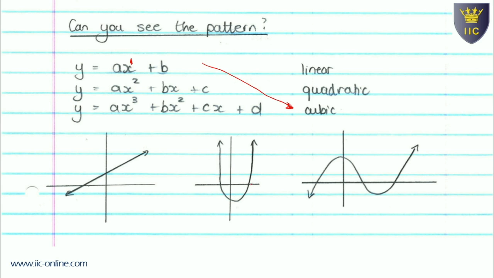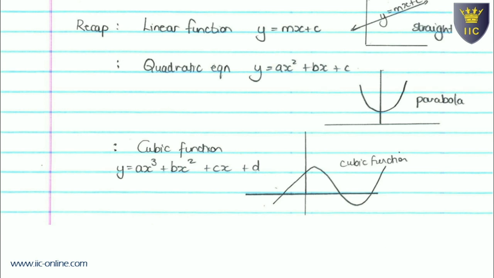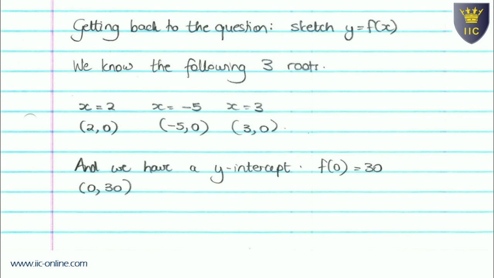A quadratic equation looks like a parabola, well, it is a parabola, and a cubic function looks a little bit like a letter S on its side, back to front, cutting through the x-axis. So now let's go back to our equation. Our question asked us to draw a sketch of y is equal to f of x. So here we go. What do we know?